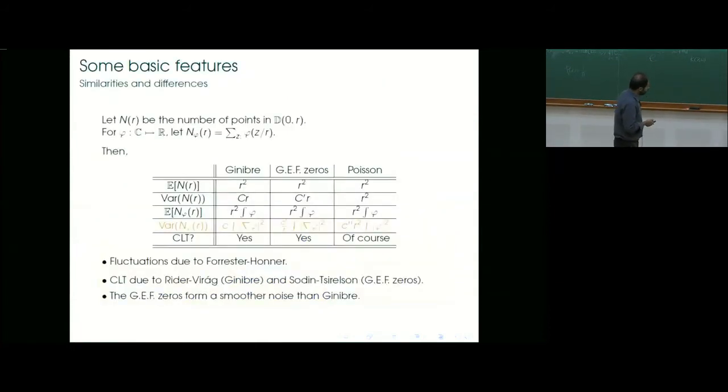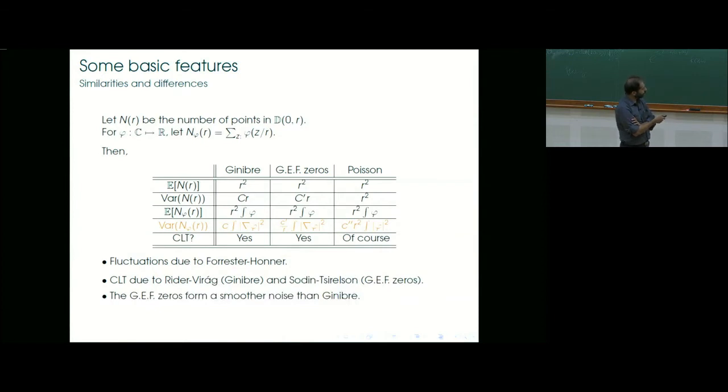So let me start with some basic features of this kind of point process. How do we study anything about this? In the case of the Ginibre ensemble, you have been given all the correlation functions, so you can calculate many things with that. Whereas with the Gaussian entire function, that is not the case. You have described it as the zeros of an entire function. There are some other methods to calculate various things, but I summarize some basic results.